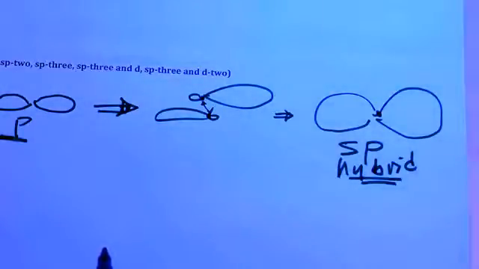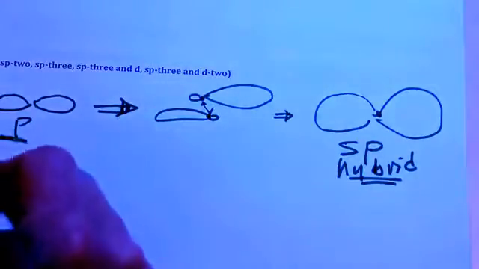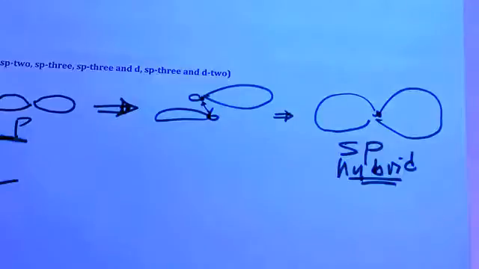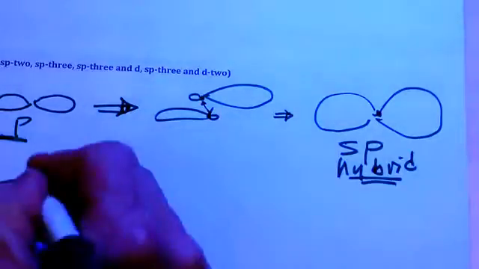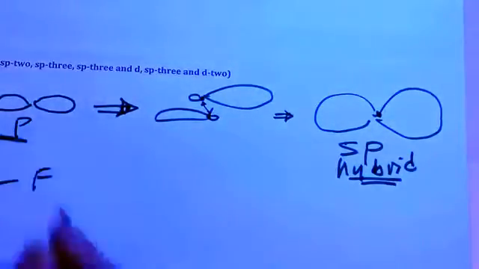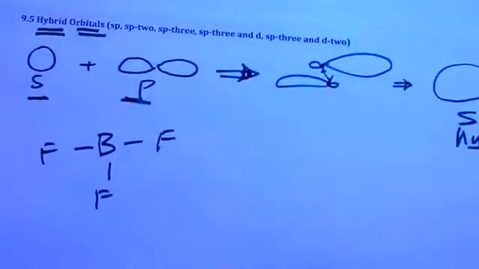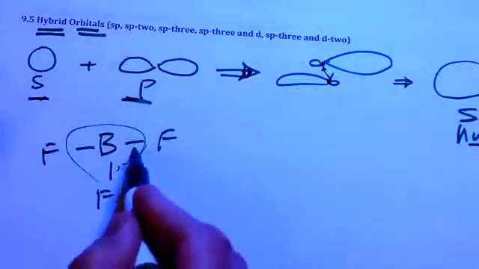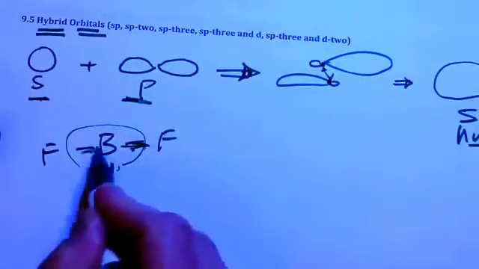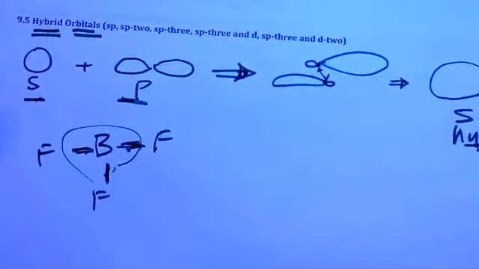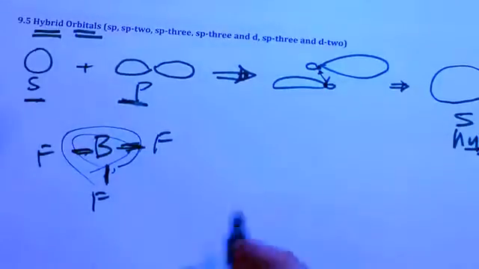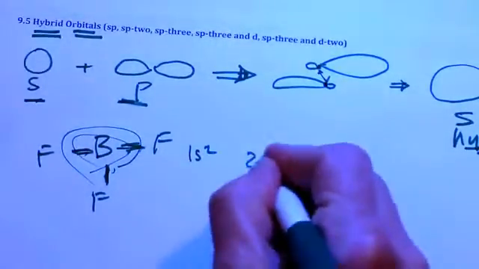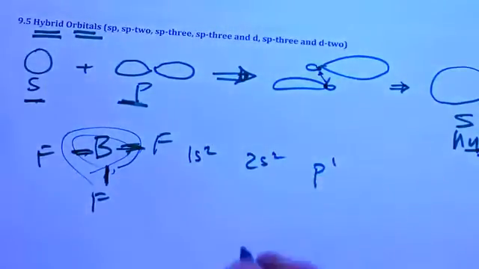Like, for example, in something that looks like this, B, and then it has maybe like 3 fluorines attached to it. Well, now this boron has to have 3 areas where it has an orbital, an orbital, and an orbital to overlap with the fluorine. If you look at boron's electron configuration, it's 1s2, 2s2, 2p1.